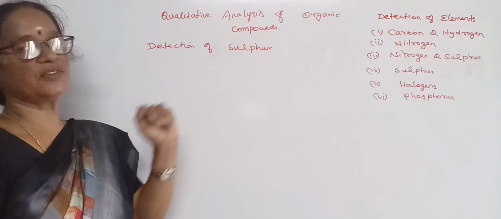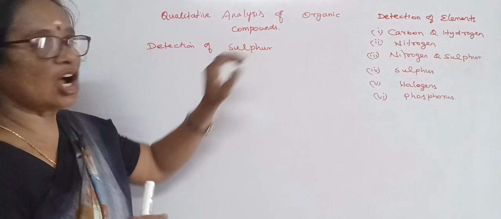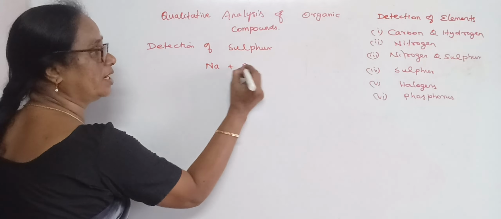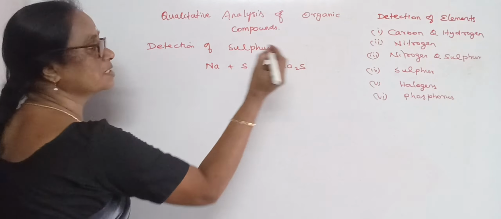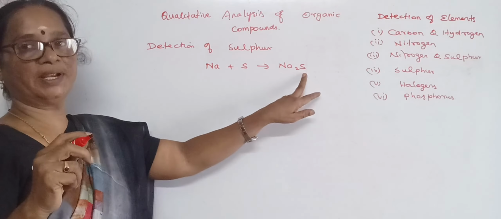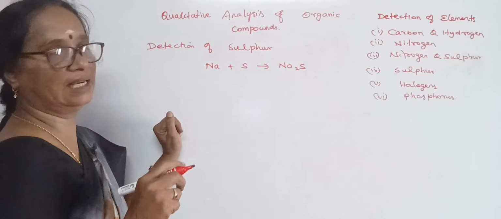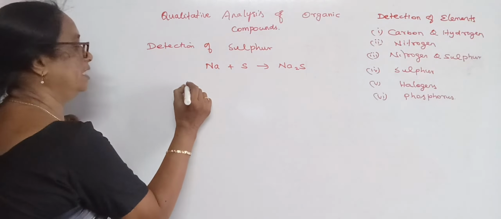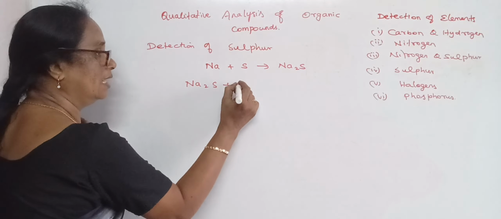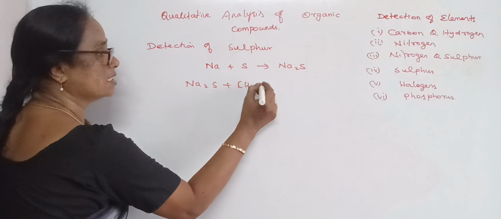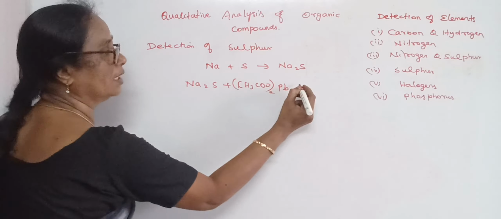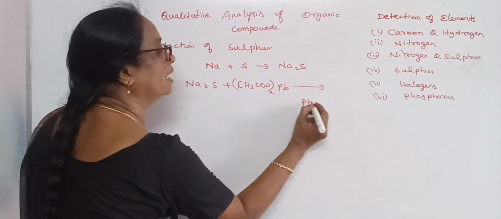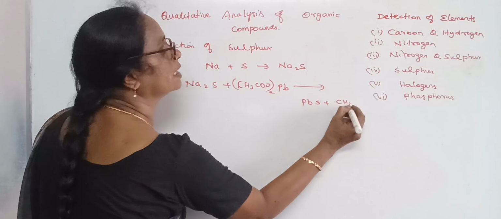The next one, detection of sulfur. When the organic compound contains sulfur alone, the extract will contain sodium sulphide, formed from sodium plus sulfur. When this extract is treated with lead acetate, (CH3COO)2Pb, and the solution is acidified with acetic acid, it forms a black precipitate of lead sulphide and sodium acetate.